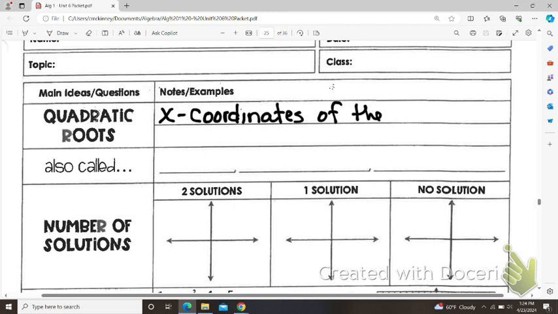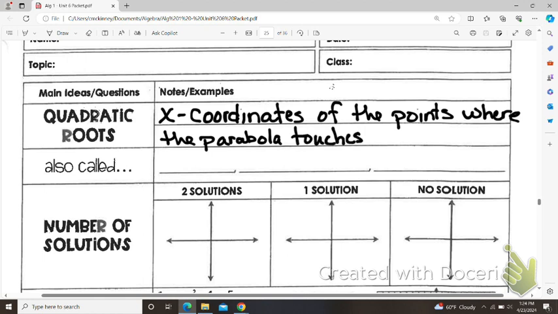of the points where the parabola touches or crosses or intercepts the x-axis. So you may already be familiar with what these are.